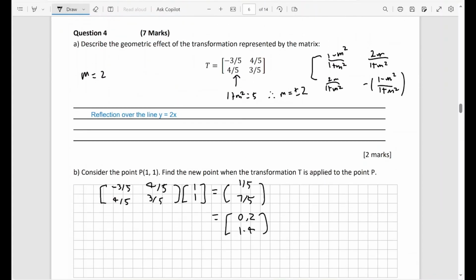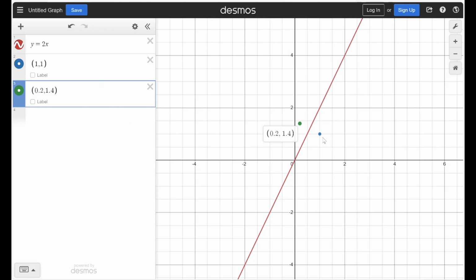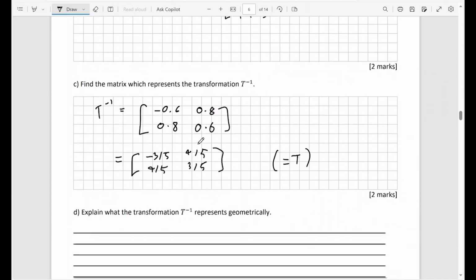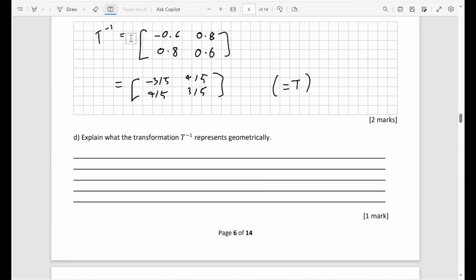Now, why is that? Well, because imagine taking this blue point and reflecting it over to the green point. Now, if you wanted to undo that, well, you would just do the same thing. You would reflect the green point back to the blue point. So reflections are self-inverse. That's always what you need to know. If you have a reflection and you want the inverse, you just do the reflection again.